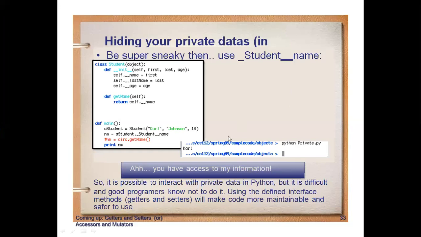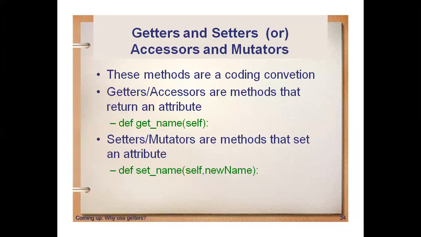All right. So what we can see is, how can you have access to some personal information? Can we have access to those? If yes, then how? Let's see. Getters and setters, or accessors and mutators, are the things through which we can access that information. How are these things done? Let's see. These methods are coding conventions.